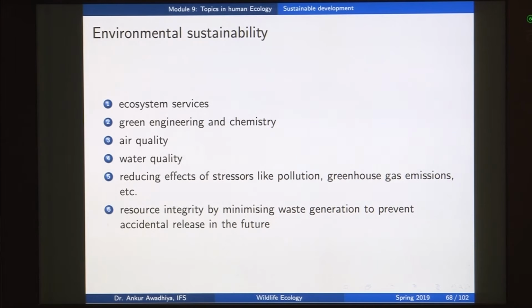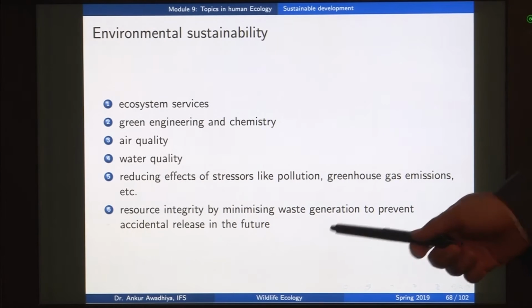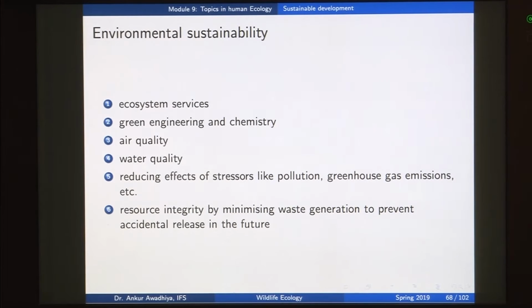We also talk about things like resource integrity by minimizing waste generation to prevent accidental release in the future. So, in this case what we are talking about is that when we are manufacturing something or doing any process, is there a way in which we can minimize the level of waste that is generated? Because if waste is generated, that will have to be stored somewhere, and if this waste is stored somewhere, then probably in future there might be an accidental release of this waste.